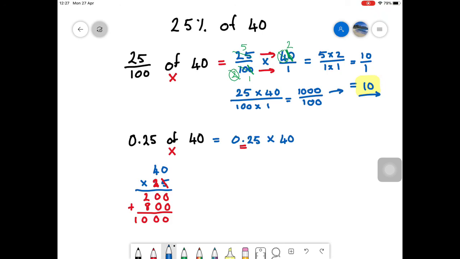Now because I got rid of my decimal point over here, I multiplied this number by 100 to get rid of my decimal point, making it 25 over here. So now I need to divide by 100. 1000 divided by 100 is 10, so my answer again is 10. So there's 4 methods for working out a percentage of a number, and I hope that's been helpful.